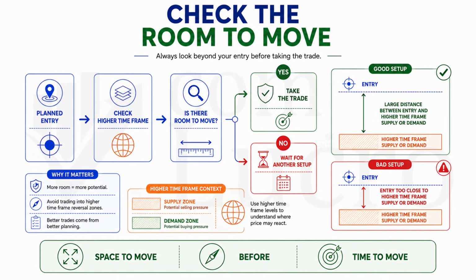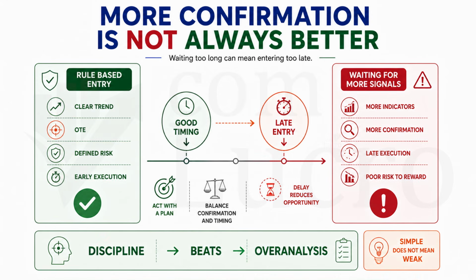However, before entering any trade, we need to confirm that price has enough space to move. If you switch to a higher time frame and notice that price is already inside or very close to a higher time frame supply zone, that area can trigger a reversal and stop us out. That is why we only take trades when there is enough distance between our entry and the nearest higher time frame supply or demand zone. Now, you might think this setup is too simple to work, but remember this: more confirmation does not always mean a safer trade. Many times, it simply means you are entering too late.